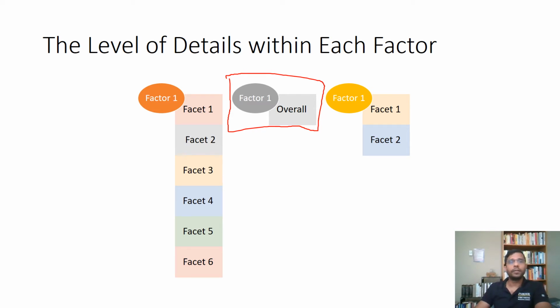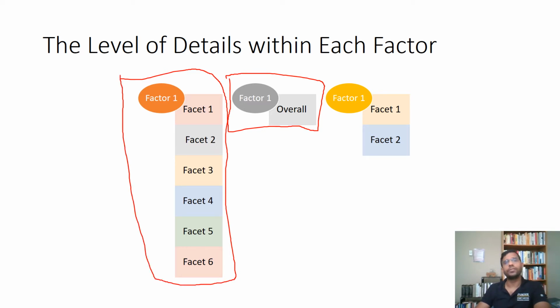There are 2 different models, almost similar to each other, but each of those models has 6 sub-dimensions within each of those factors. Each of those 5 factors has 6 sub-dimensions. We call them facets.